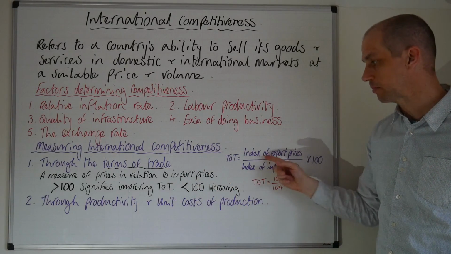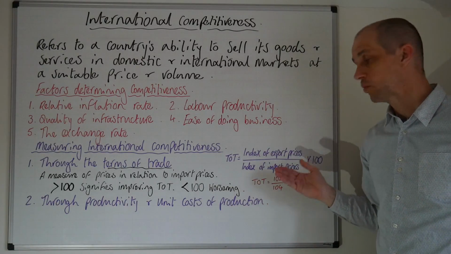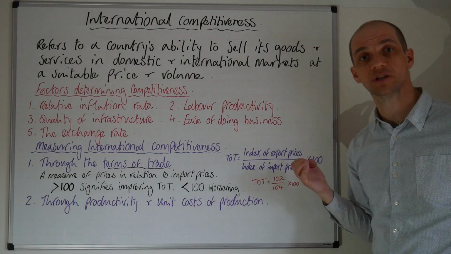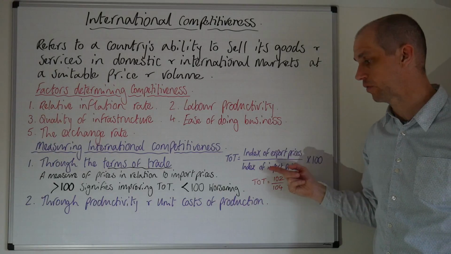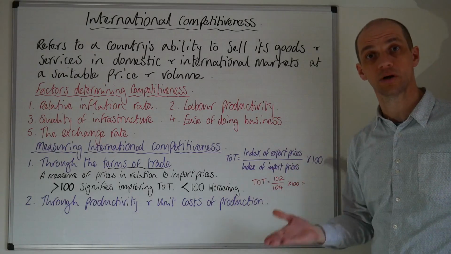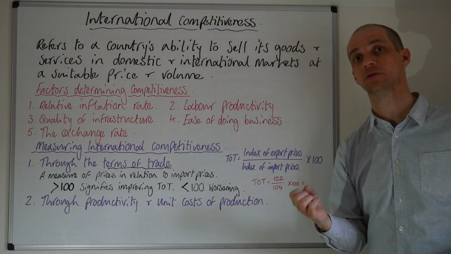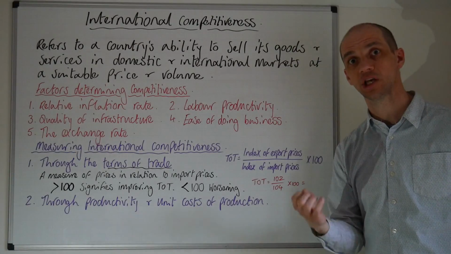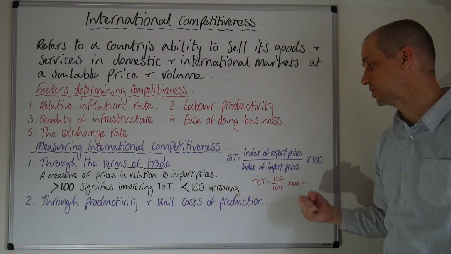So obviously, being an index here, an index of export prices, we would start at 100. The index of import prices would also start at 100, so therefore we'd have 100 divided by 100, which would equal 1, times 100 equals 100. So that is our starting point. So really we're trying to ascertain what is happening to export prices in relation to import prices.